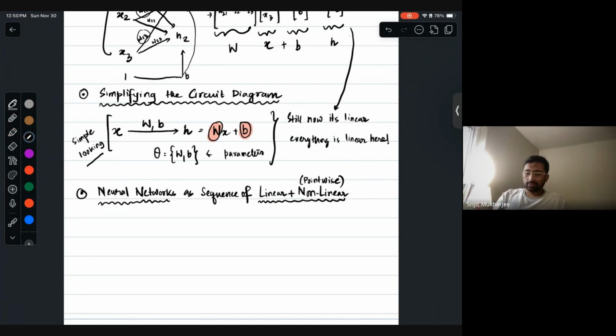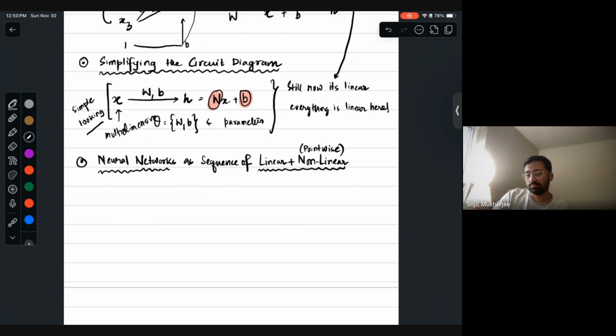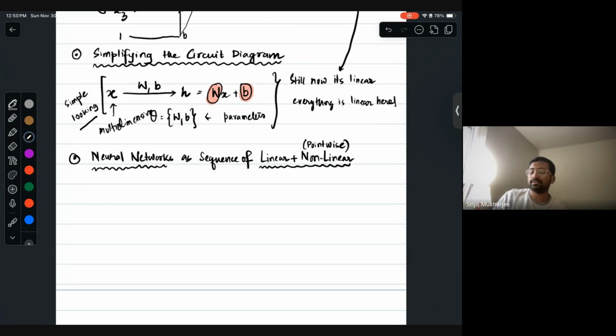So what is a neural network? Remember, this can be multidimensional. We have done everything linear here. A neural network is nothing but an extra added step. We have these parameters, we have H, and we have another layer. Currently everything is linear, but there is another non-linear layer, given by something called an activation function.